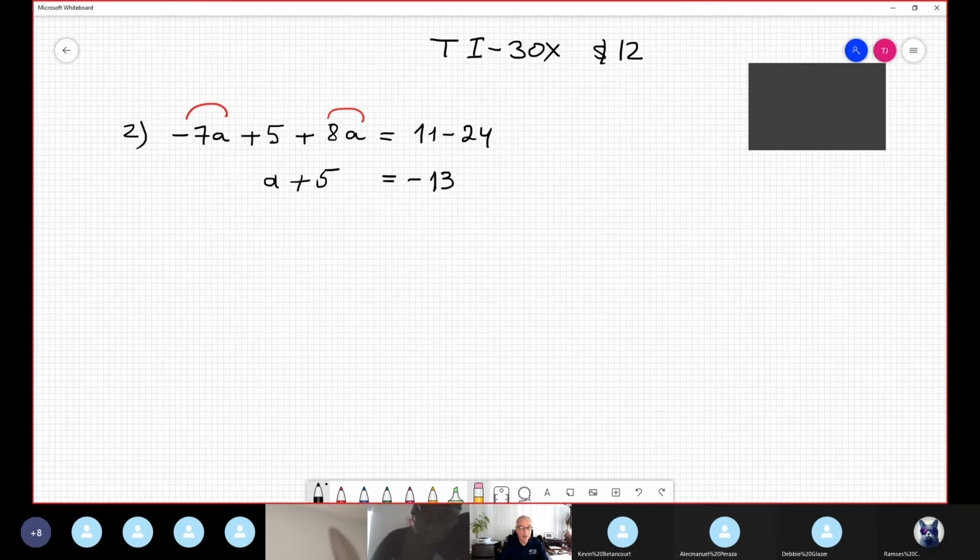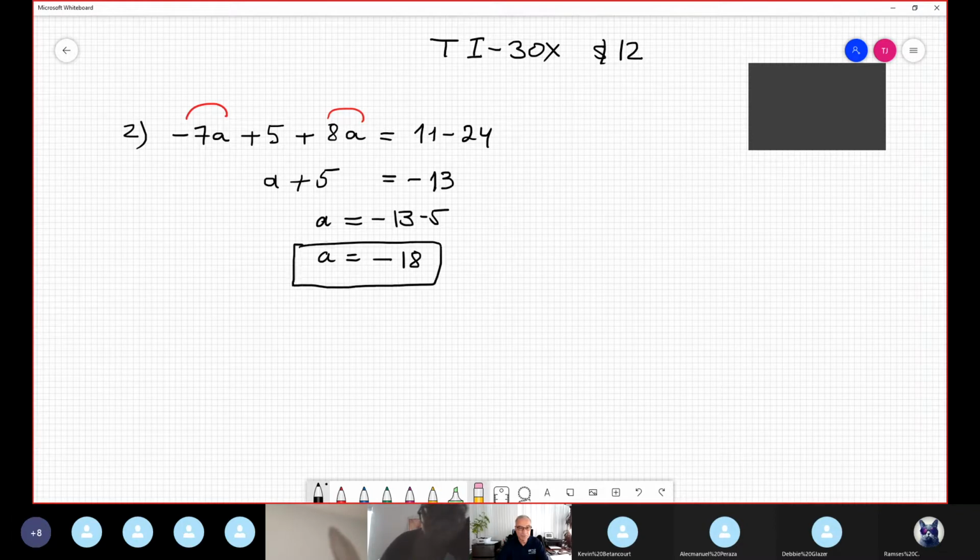Finally, my goal is to isolate a alone. I move 5 to the right-hand side. On the right-hand side, we have negative 13 minus 5, which is negative 18. In this case, it's the same sign, therefore you add and you put the logical sign. The logical sign is negative because both quantities are negative. Final answer. Any question?